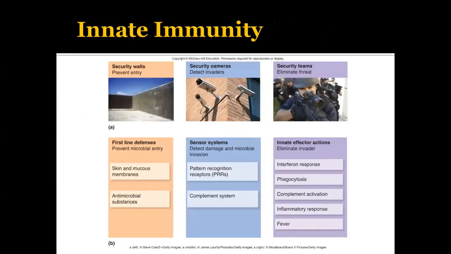All right. So this is a diagram from the old textbook that I used to use, and I kind of like it. It treats the innate immune system like a fort that you're hunkered down in. So you have your security walls, the first line of defense: your skin and mucous membranes. There are also antimicrobial substances that are secreted onto or into these membranes.